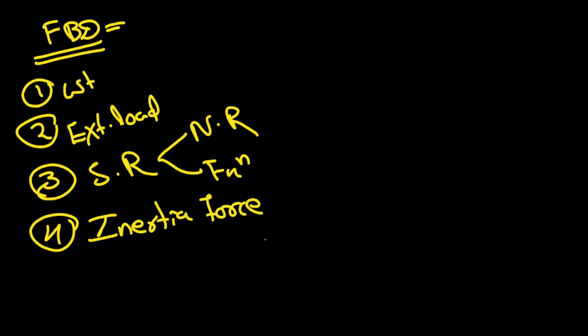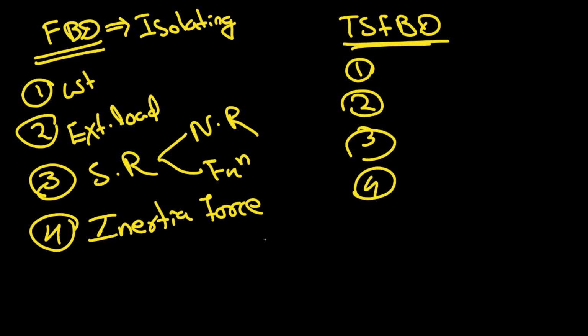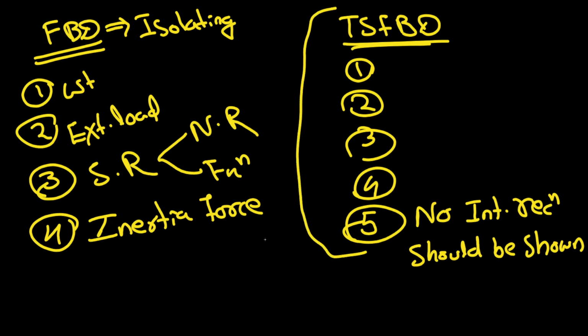Free body diagram means isolating the desired part for which we want to draw the free body diagram. For the total system free body diagram, we just need all four conditions, 1, 2, 3, 4. The only thing we should remember is that no internal reaction should be shown. This is all about the equilibrium condition.